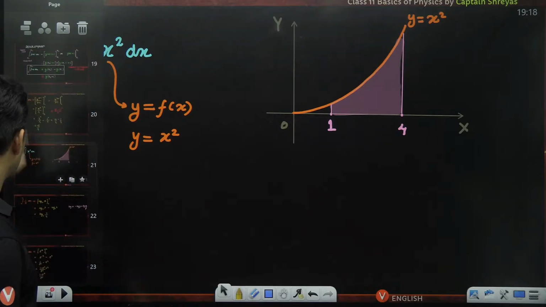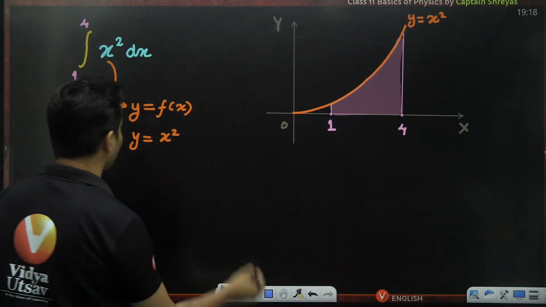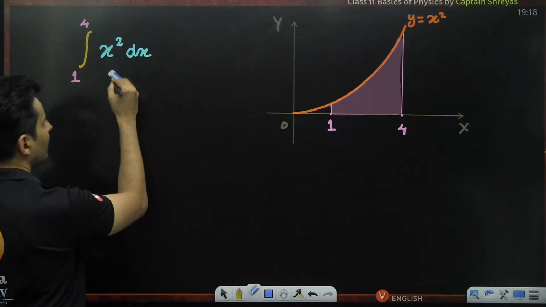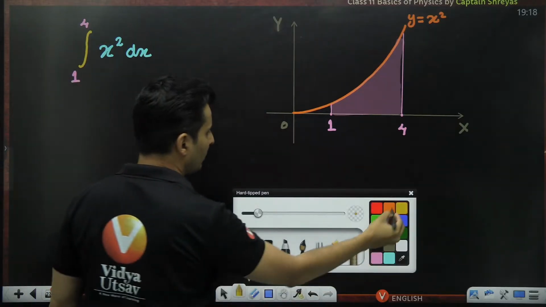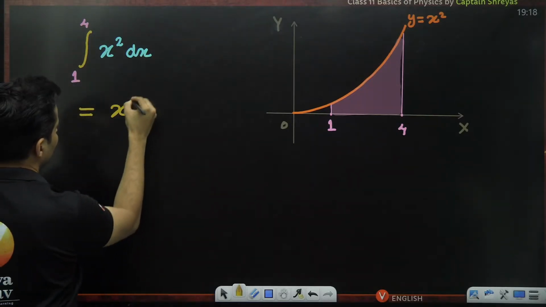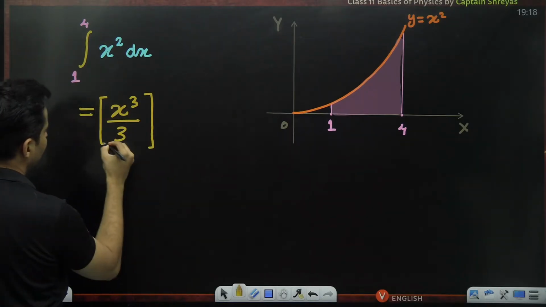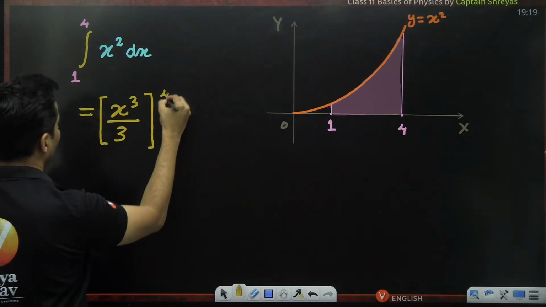Let's find out how much it is. The same question, I'm taking it over here. Can we find out the area under the curve? Definitely, why not? We just have to integrate it normally. What is the integration of x square? It is x raised to 3 divided by 3. Do not forget the limits, the number 1 and the number 4.